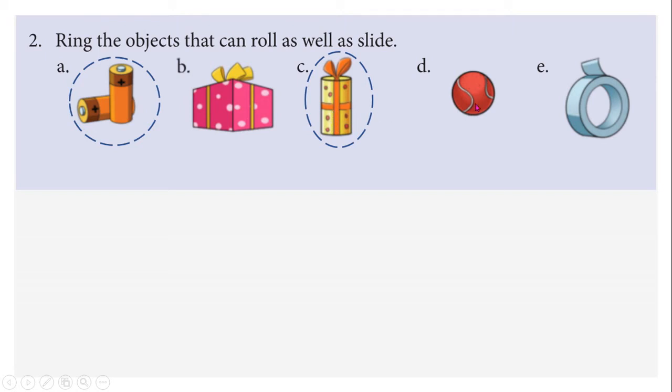Coming to D, it is a ball. It can have only rolling motion, so we will not put any ring around it. Coming to E, it's a roll of cellophane tape, and it can have both rolling and sliding motion. It has both flat and curved surfaces, so it can have both kinds of motion, and we will put a ring around it to indicate it can have both rolling and sliding motion.